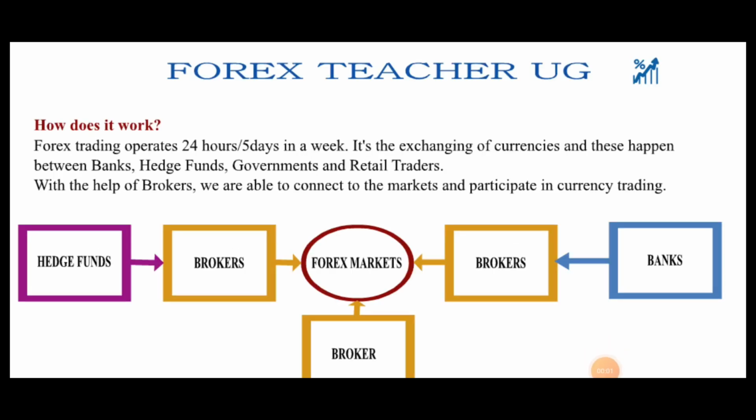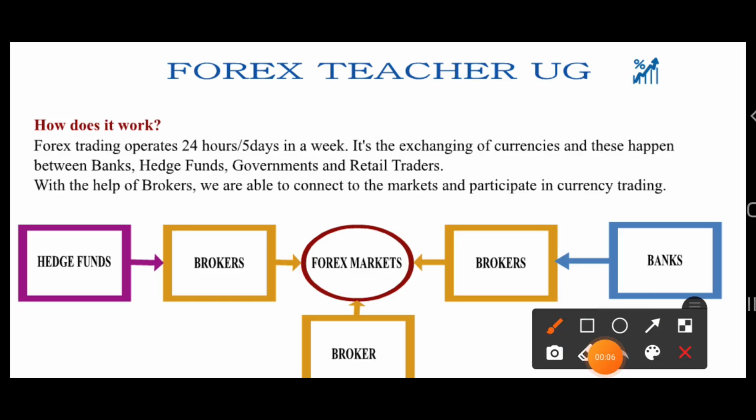So let's look at how Forex works. How does this market work? When we look at our working here, Forex trading operates 24 hours, 5 days a week. So Monday to Friday, we are in the market, and it works from midnight to midnight. There's no stopping, Monday to Friday. It is the exchanging of currencies, and this happens between banks, hedge funds, governments, and retail traders. These banks are participating in the market trading, big banks. We have hedge funds.